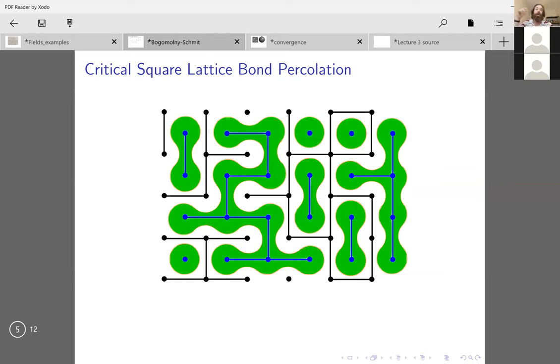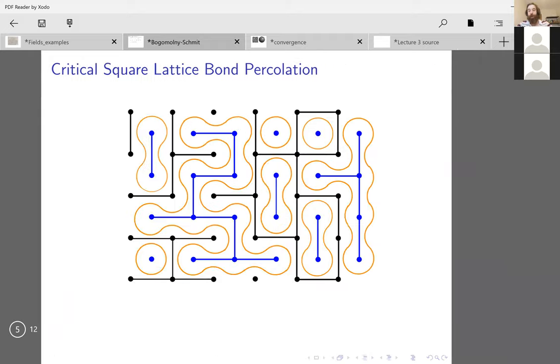And there is a self-symmetric, self-dual point. If our probability is 1/2, then by symmetry, black clusters and blue clusters have the same law. We have no preference of blue over black or the other way around. So this model is called critical bond percolation on square lattice.